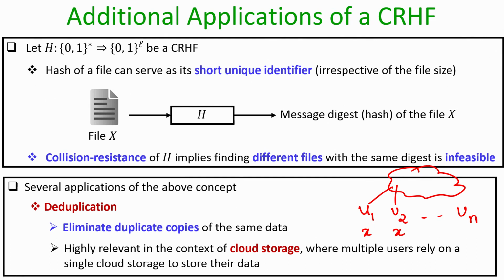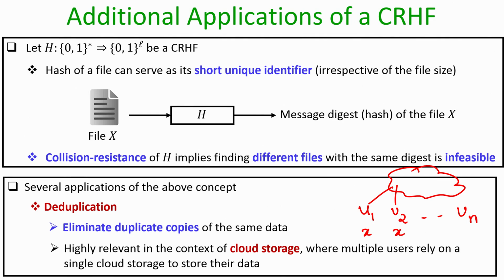So, what can be an interesting or smart solution is that every time a user tries to upload a file, the cloud storage can compute a hash of the file for which the request has come, and it can compare that hash value with all the hashes of the previous files that it has stored.